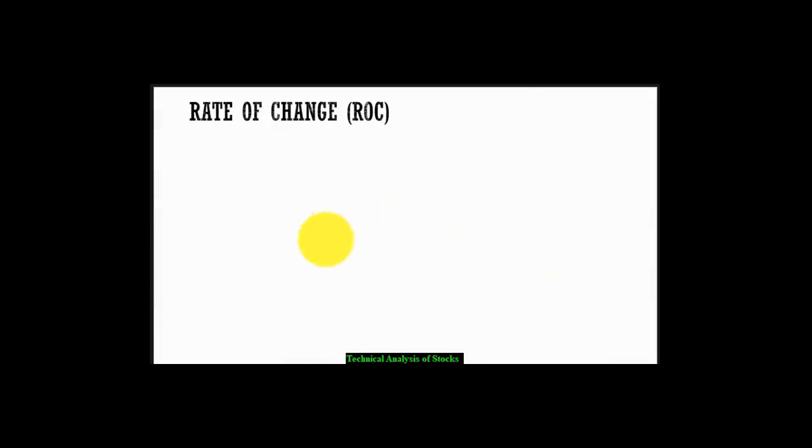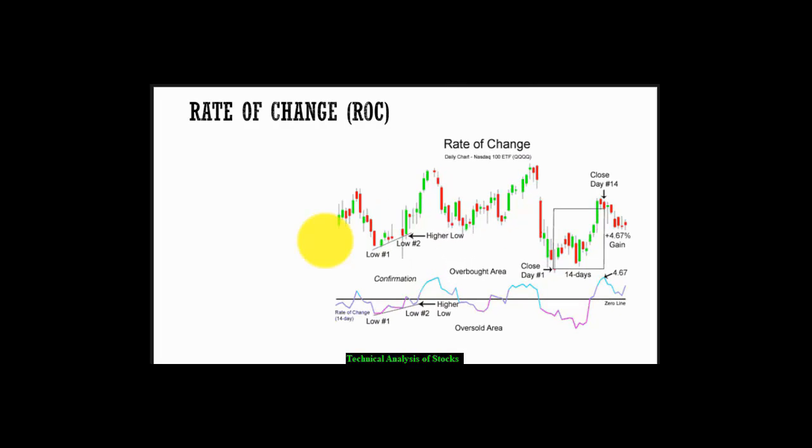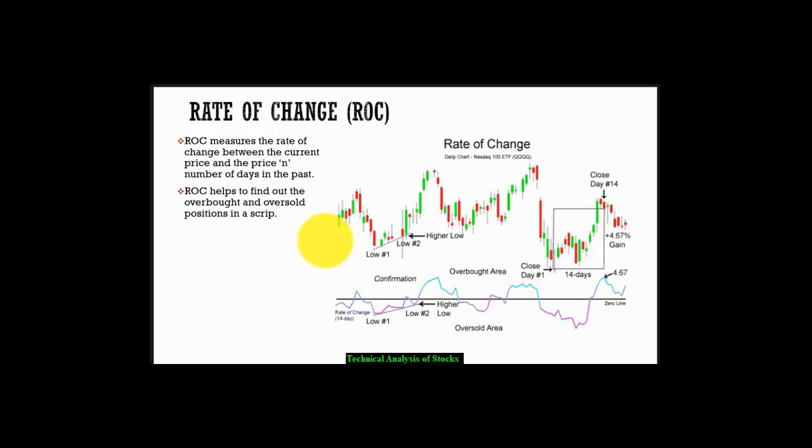Rate of change is another oscillator which measures the rate of change between the current price and the price n number of days ago. ROC helps in finding out overbought and oversold positions of the stocks. This line is the ROC line. This ROC line gives you a signal when to buy or when to sell.